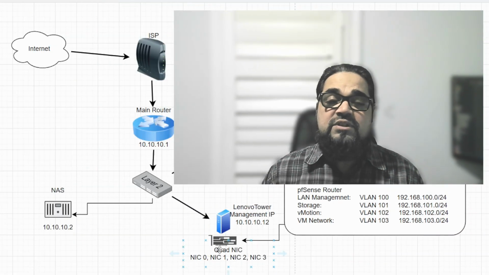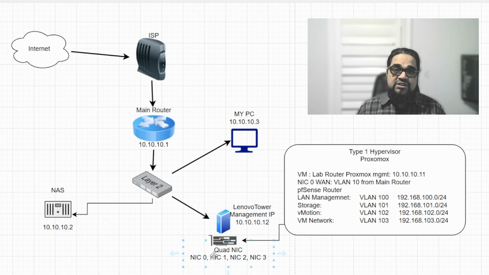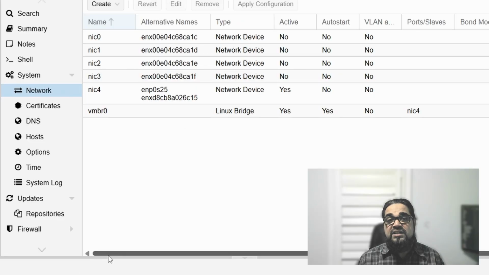pfSense can run on bare metal, a mini PC, or as a virtual machine, which makes it perfect for learning and lab environments. In this video, we're going to install pfSense as a virtual machine on Proxmox and connect it to separate WAN and LAN networks so it can act as the main router for the lab. This system has multiple network interfaces, so I'm using dedicated interfaces for WAN and LAN to keep everything clean and easy to understand. We'll build things like VLAN and DMZ later, but for now, we're focused on creating a solid foundation.